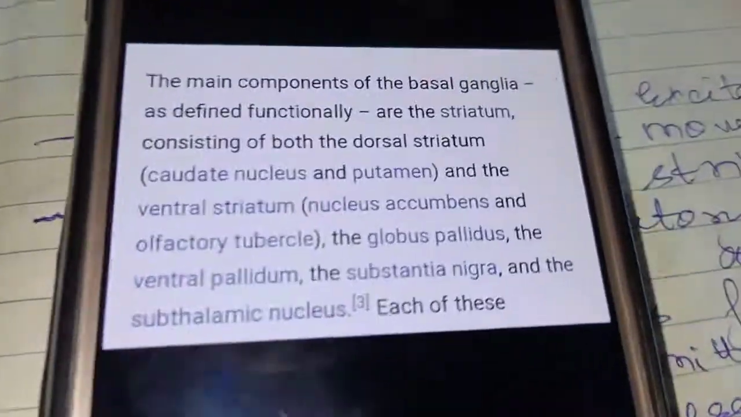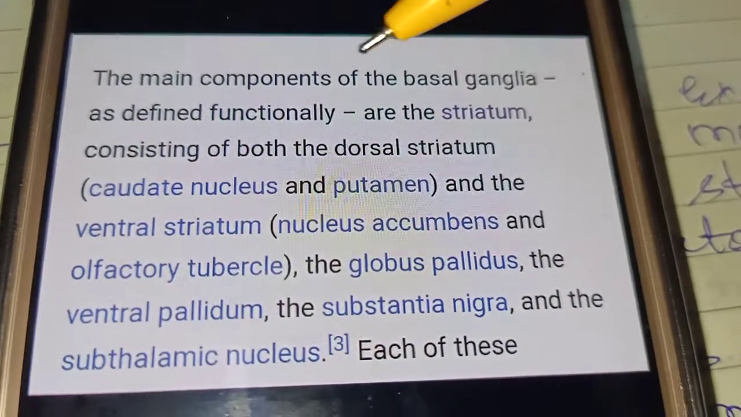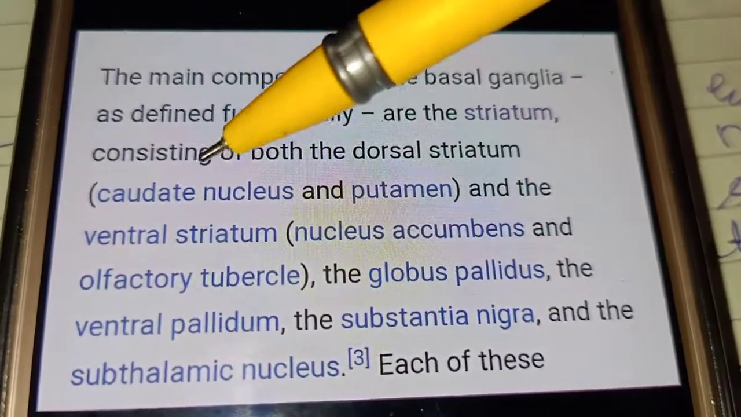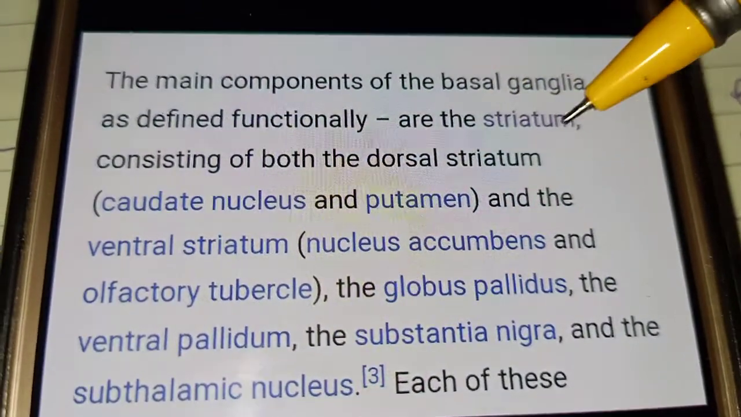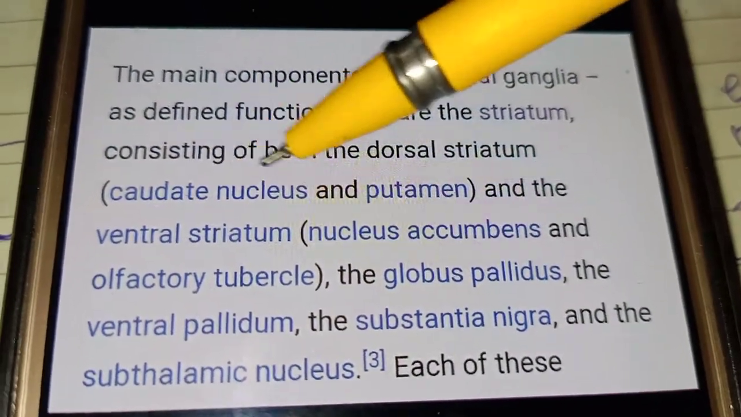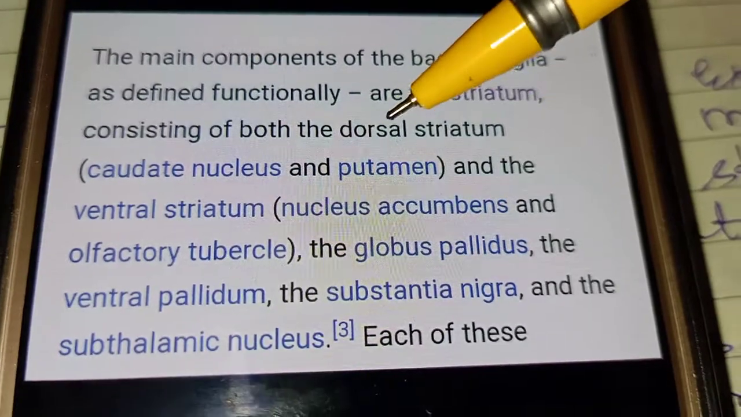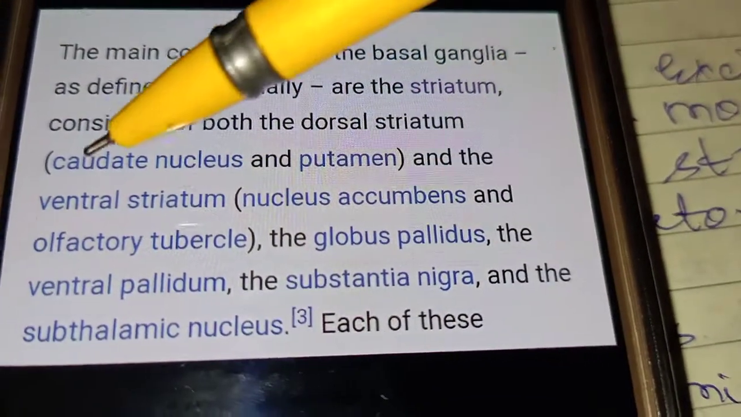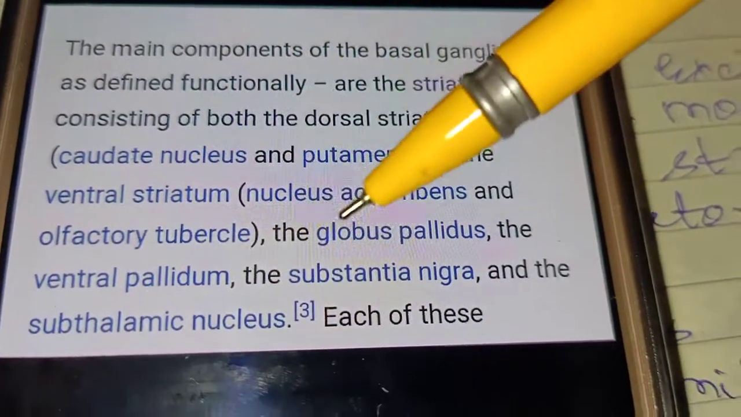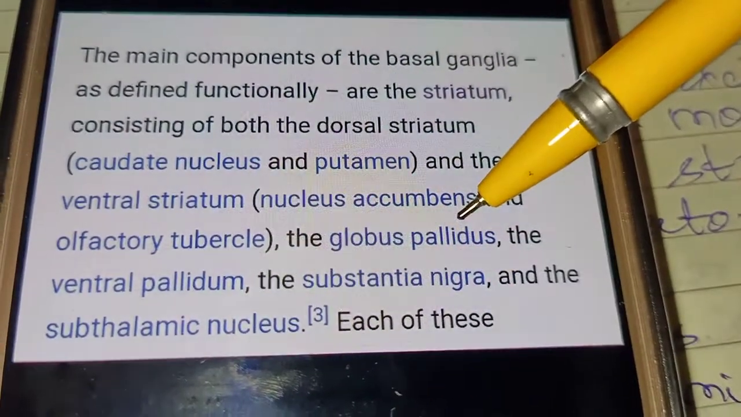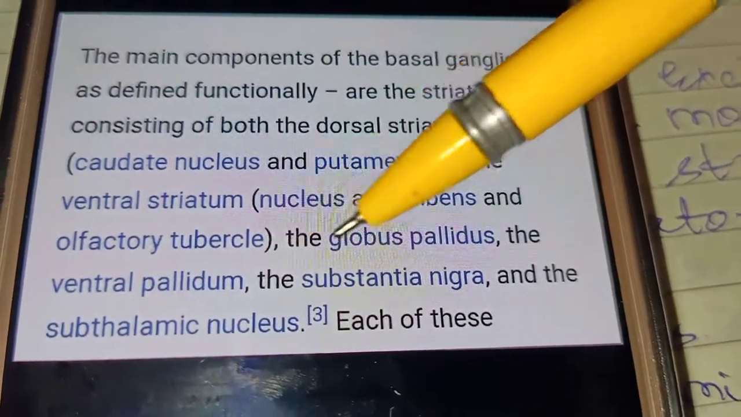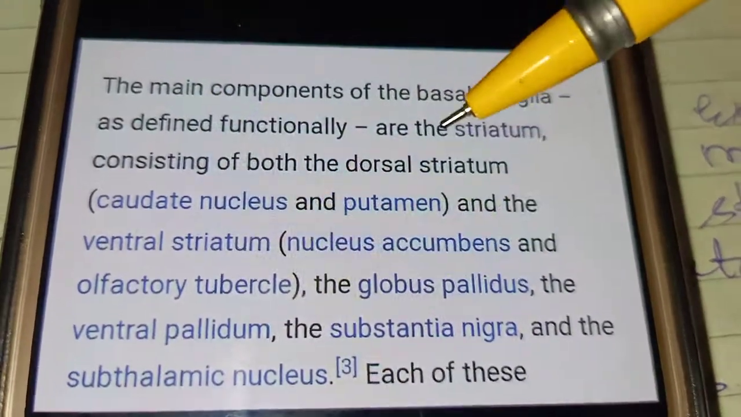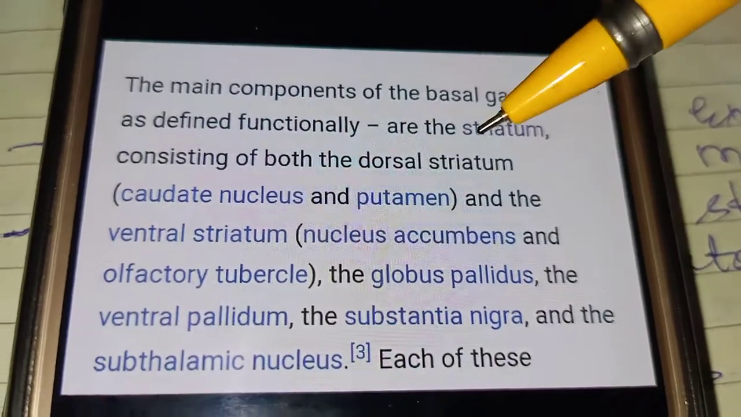Now the main components of the basal ganglia are the striatum. It consists of caudate nucleus and putamen, which I have shown you right now, and the ventral striatum, nucleus accumbens and olfactory tubercle. Okay, the globus pallidus, the ventral pallidum, the substantia nigra and the subthalamic nucleus. So these are the main components of the basal ganglia.